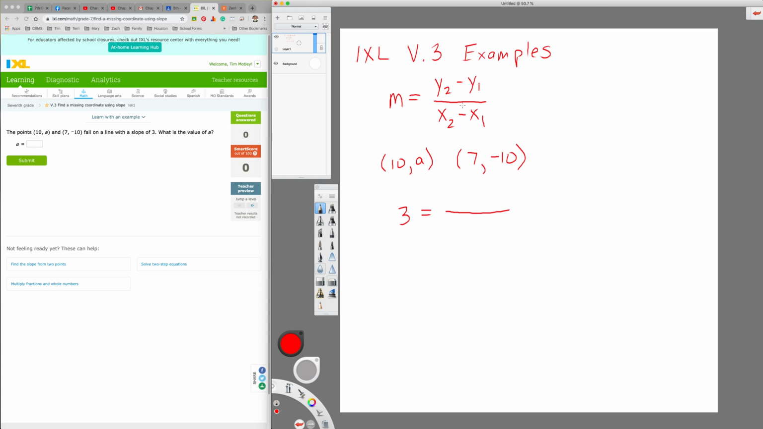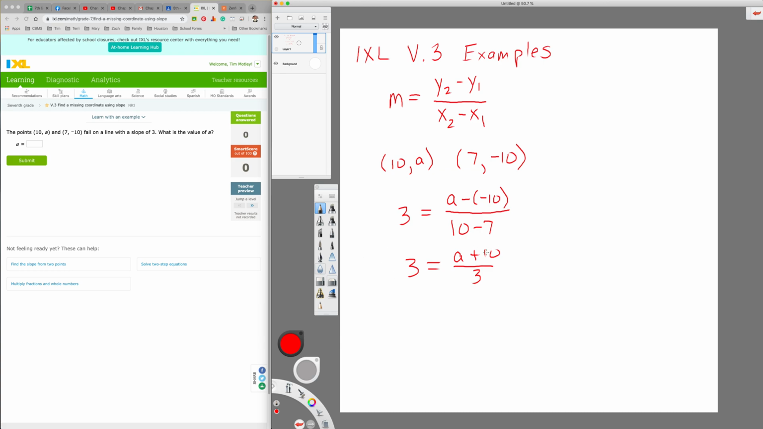If I take the difference in the y values, I'm either going to take a minus a negative 10 or negative 10 minus an a. So I am going to do a minus a negative 10. Then I have to do the x's in the same order, 10 minus 7. If we simplify this a little bit, we get a plus 10 over 3. So this fraction has to equal 3.